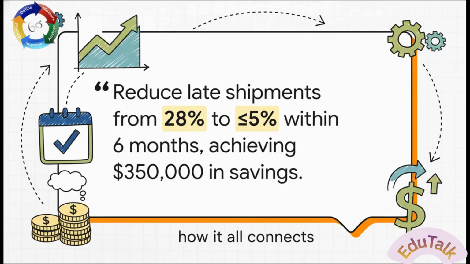And boom, here's the result. See how this goal directly mirrors that problem statement? It's a specific target. Get from 28% to under 5%. It's totally measurable. It's time-bound. We're doing it in 6 months. And it is absolutely relevant, tying directly to saving money. Now that is a powerful, focused goal.